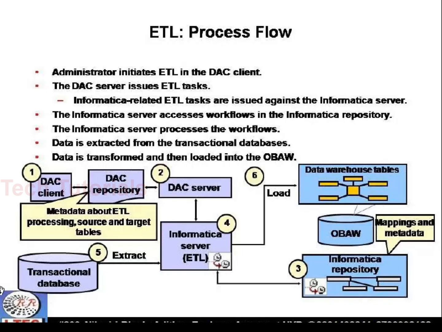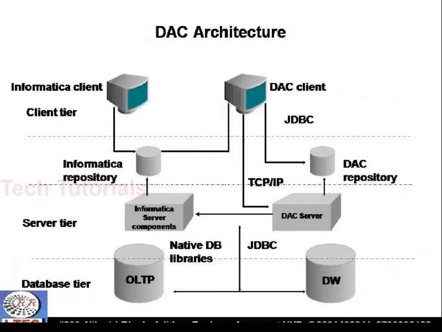Okay, now next one. If you see the DAC architecture, what is the DAC doing, sir? This is the DAC server. This DAC server is contacting either the source system, that is OLTP, or what, sir? The data warehouse. Once it is communicated, whatever things are there are saved into where, sir? The DAC repository. The DAC server is communicating with what, sir? The Informatica server. Informatica's corresponding things are available in the Informatica repository. Informatica things will be accessed using the Informatica client. DAC things will be accessed using the DAC client. Am I clear on this point?